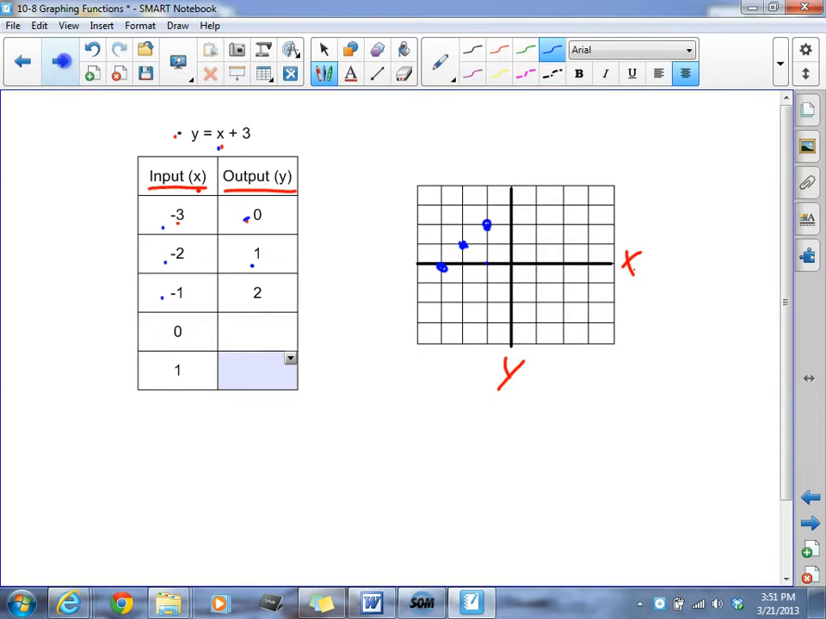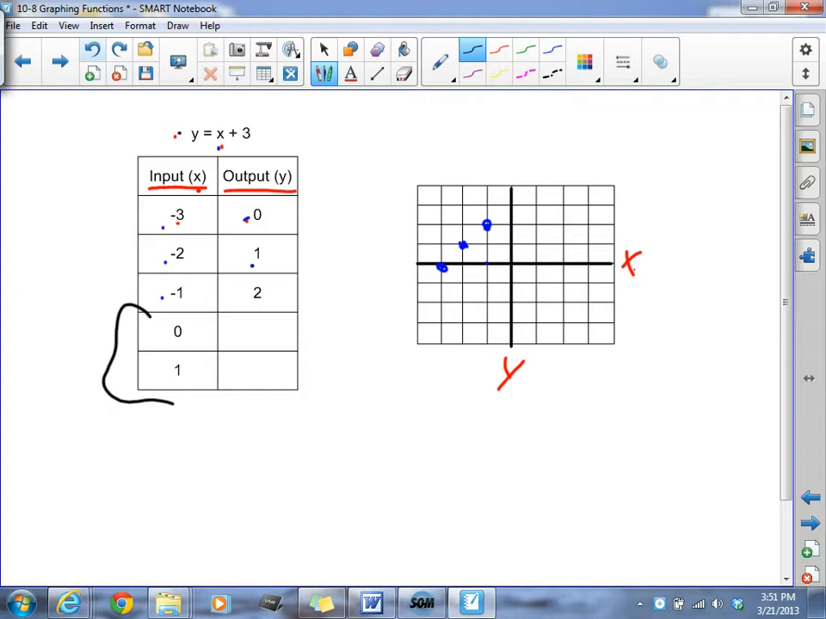Now you should be noticing something. I'm actually going to be forming a straight line. Watch this. Now let me solve the rest of this function table right here. You see, I left these blanks on purpose.